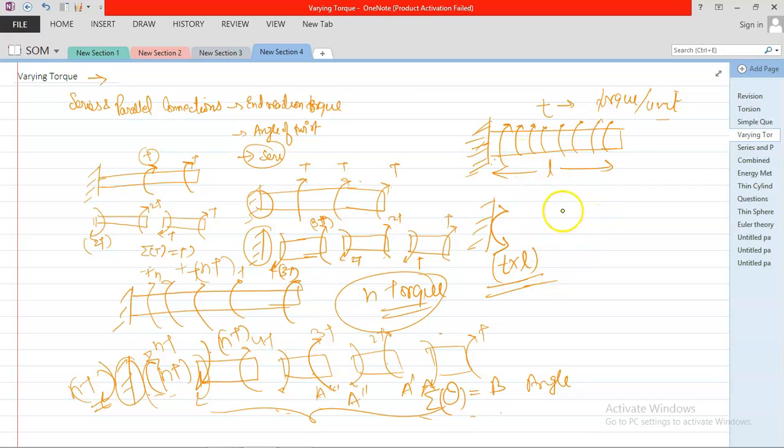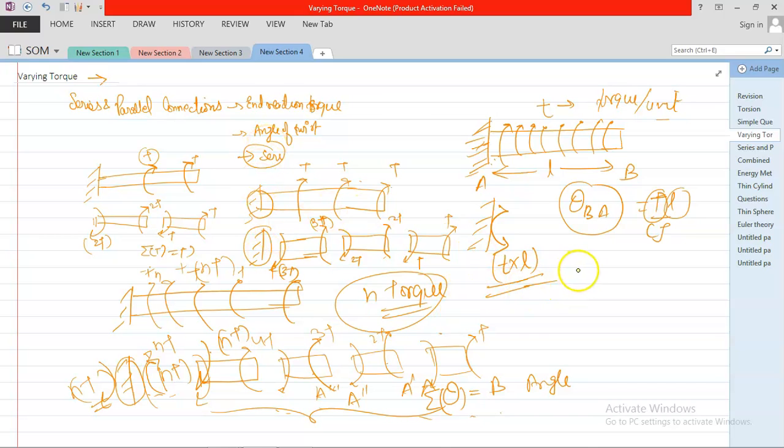For that, how do we obtain theta? Suppose this is your given A, this is your given B. You need to obtain theta B. How do we obtain that? Now you cannot directly apply theta equals TL by CJ. Can anyone guess how to obtain that? Because it is applied per unit length, you cannot just divide by length, take one unit and sum up the whole body.